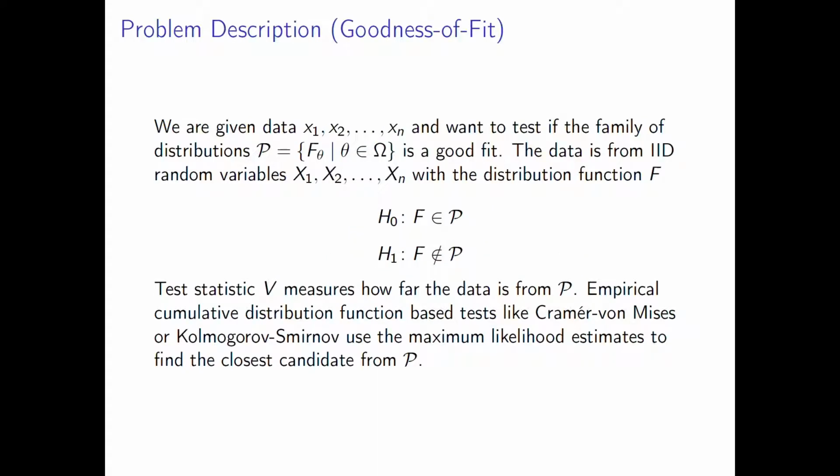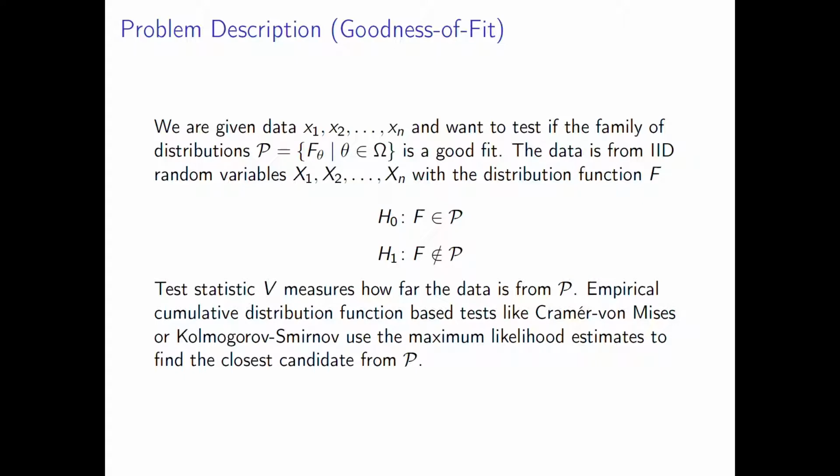So let me present the first topic, which is goodness of fit testing. We are given n data points, and we want to test if the family of distributions P is a good fit for this particular data set. So let there be IID random variables x1 to xn, and let's fix their distribution function as f. This allows us to construct the hypothesis such that H0 is f belongs to P, and the alternative is that f doesn't belong to P.